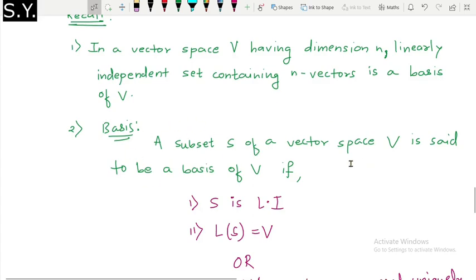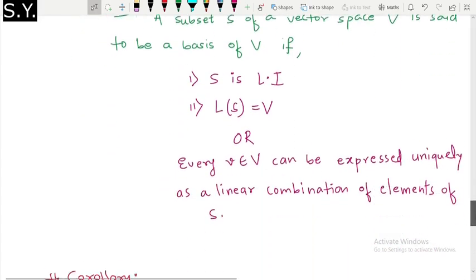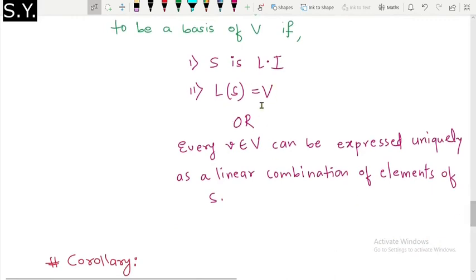A subset S of a vector space V is said to be a basis of V if S is linearly independent and linear span of S is equal to V. Now what do you mean by linear span of S is equal to V? It means every v belonging to V can be expressed as a linear combination of elements of S. Okay, what I am saying, every v belonging to V can be expressed as a linear combination of elements of S. That is what the second condition implies.